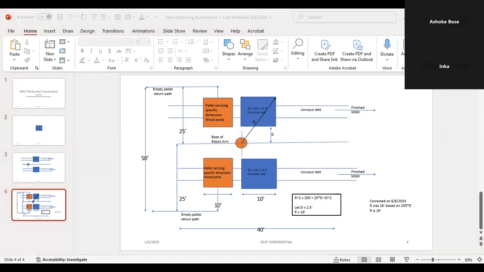Do you see any screen? Hello. Can you see my screen? Yes, I'm seeing the PowerPoint presentation. Same PowerPoint.